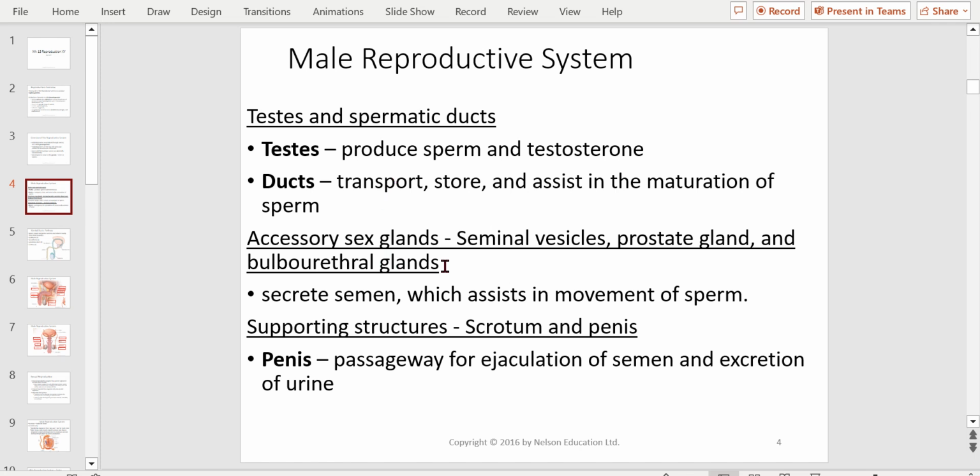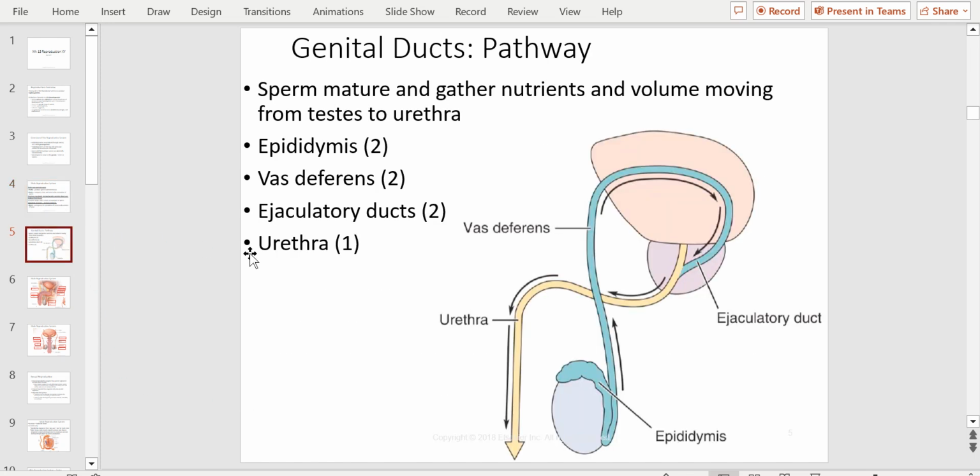Interesting. Accessory glands that we'll talk about: seminal vesicles, prostate gland, bulbourethral glands. These secrete the semen, which assists in the movement of sperm. Supporting structures: the scrotum and the penis. The passageway there is for ejaculation of semen and excretion of urine. And you'll see the pathway right here.